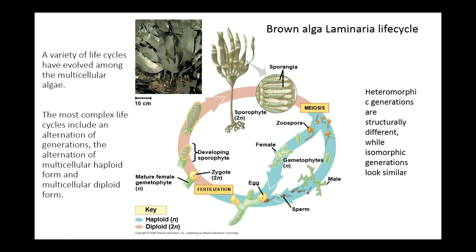That's what's considered the alternation of generations between haploid and diploid. It happens in brown algae and some plants.